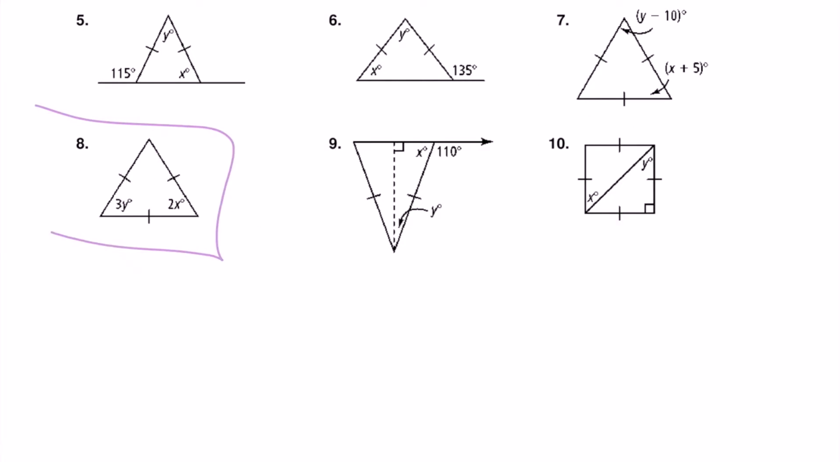I'm going to pick some random numbers here. I'm going to go with 8 and 7. Let's do those. So number 7, once again, this is kind of easy. I'll just tell you how to do it. This is an equilateral triangle.